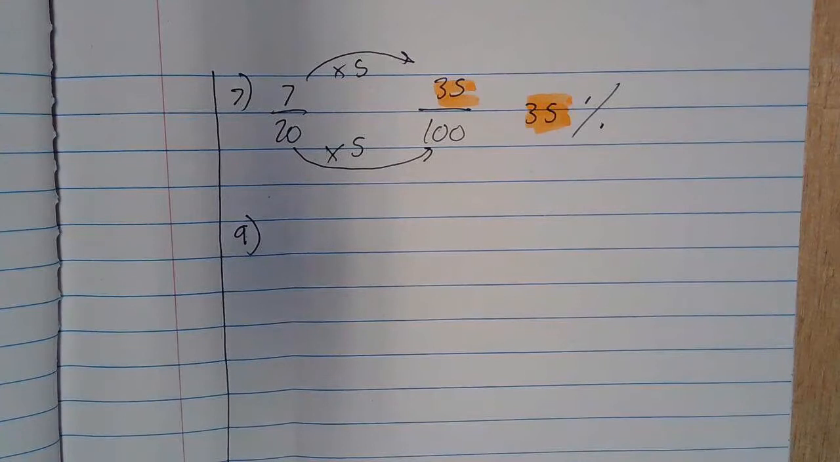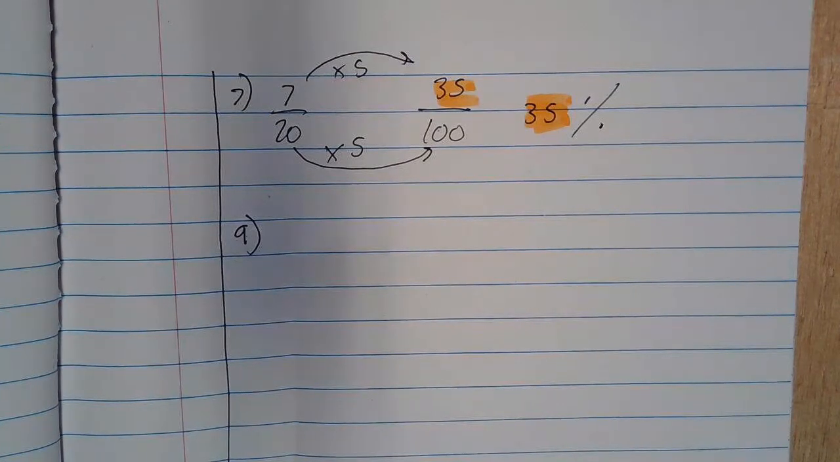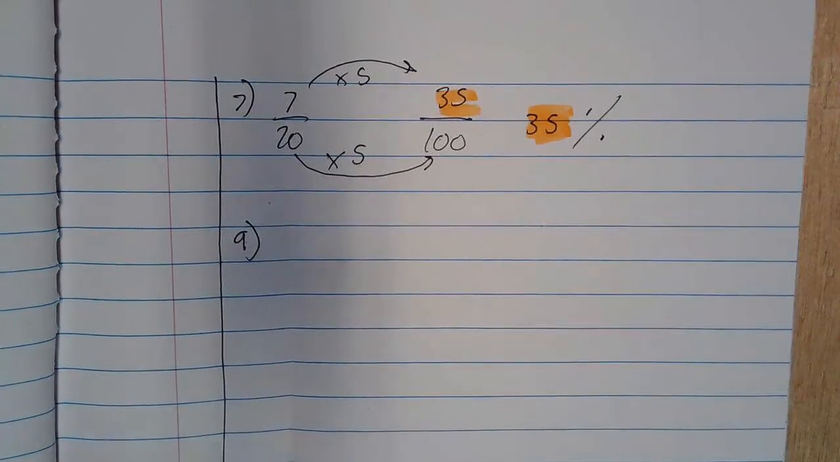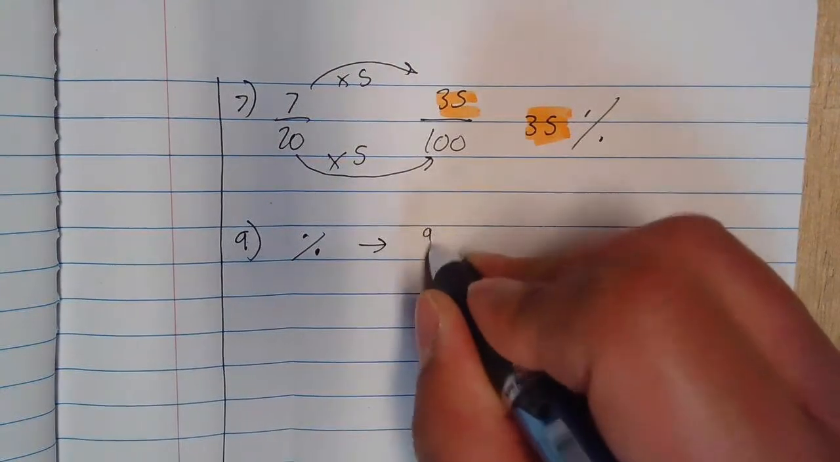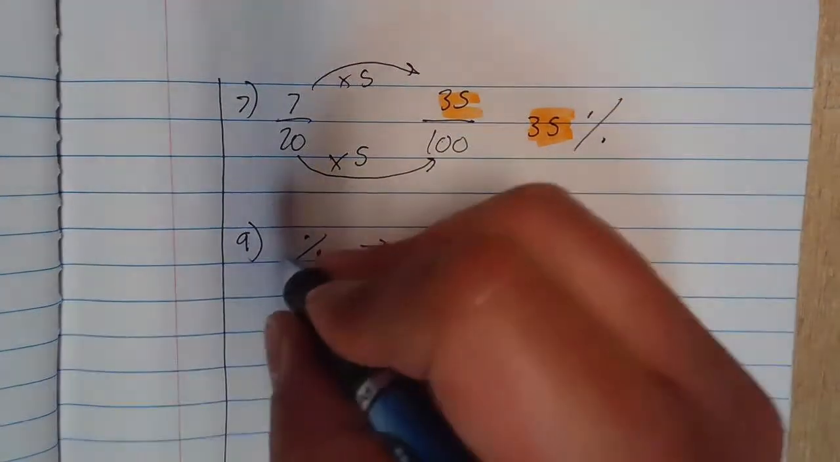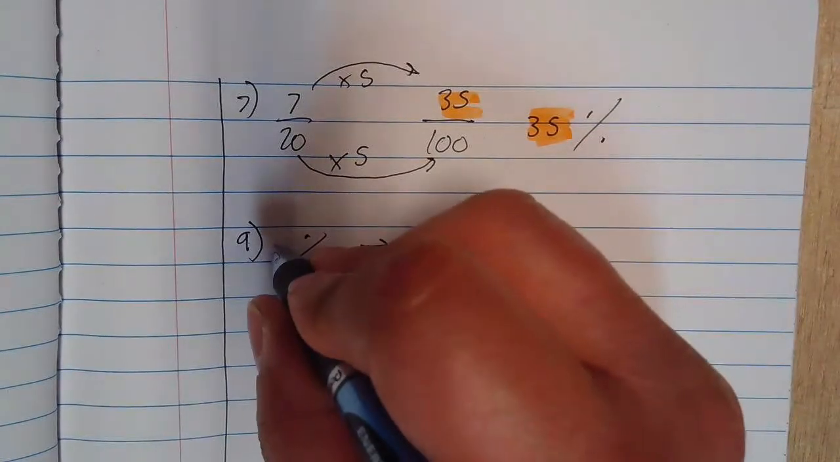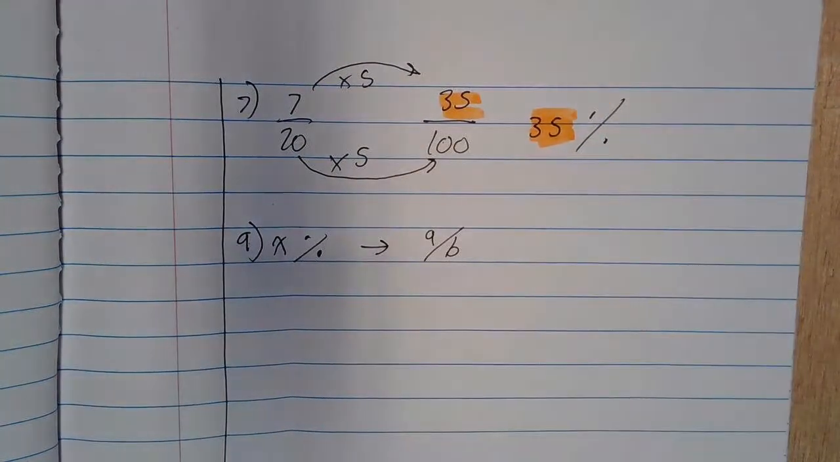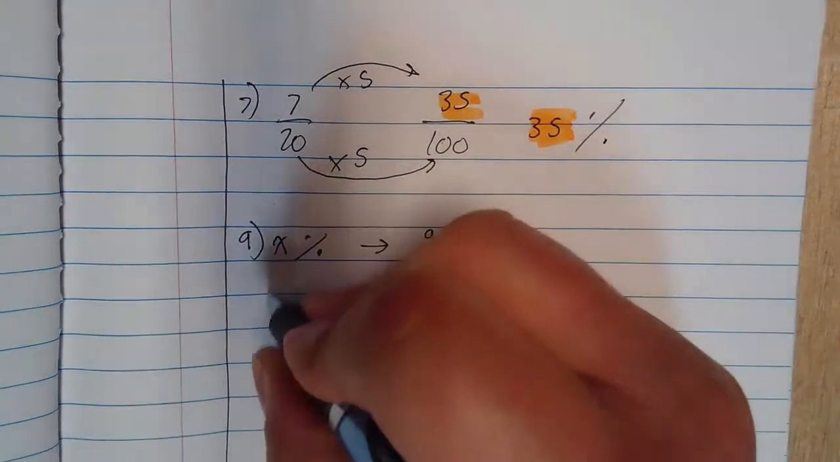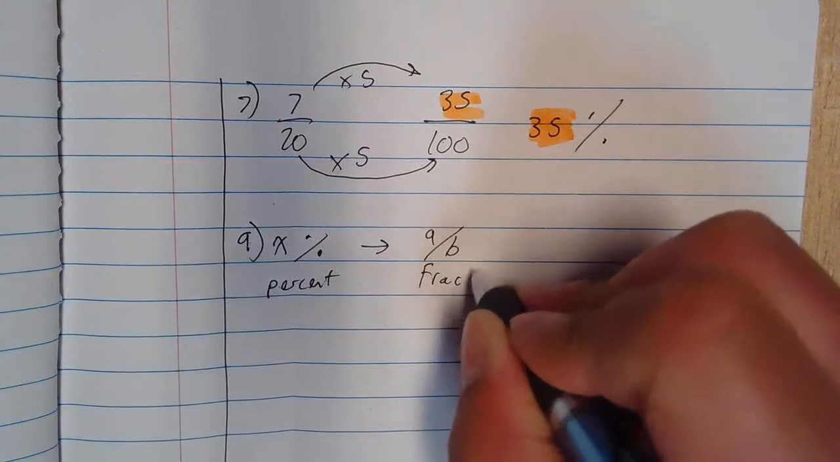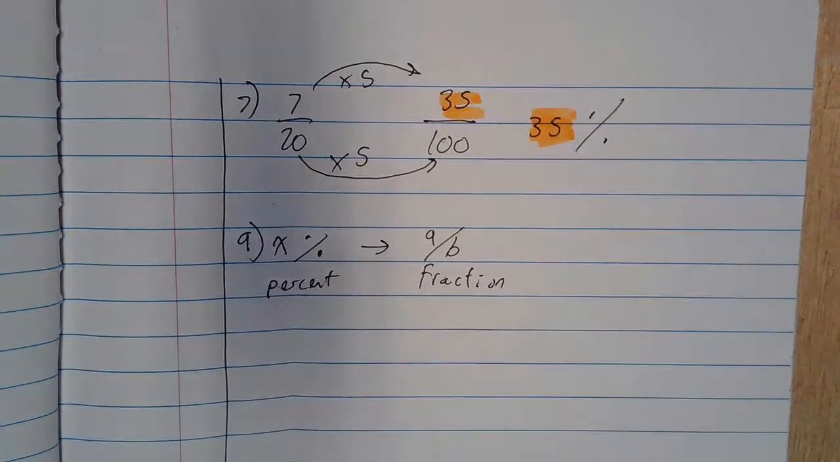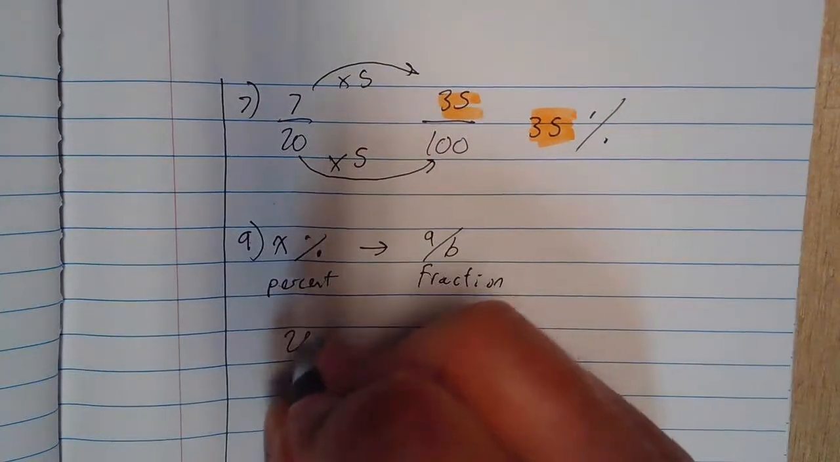Number 9. During his workout, Elon spent 28% of the time on the treadmill. What fraction of his workout was on the treadmill? All right. So we're going from percent to a fraction. Right? A percent to a fraction. I'll just put a variable. Some percentage to a fraction. And I'm writing this for myself so I don't forget that I want a fraction at the end. All right. So it gives us 28%.